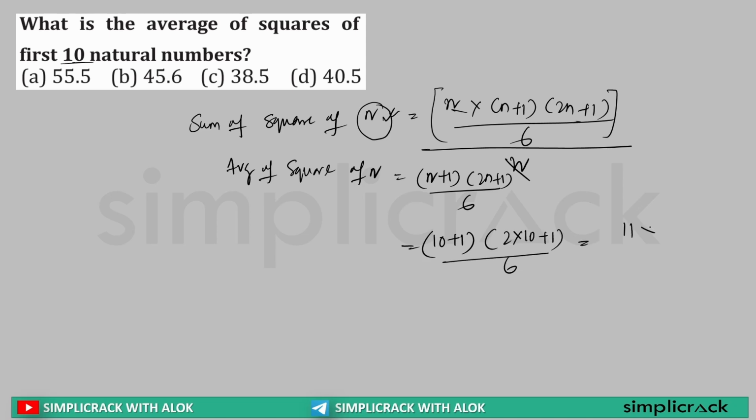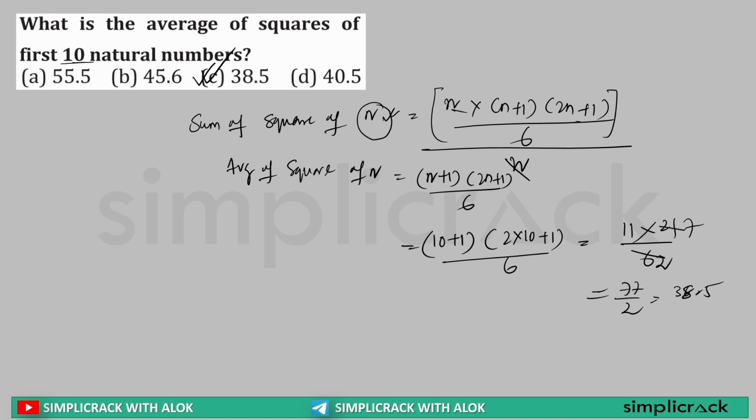So 10 plus 1 is 11, 2 into 10 is 20 plus 1 is 21, divided by 6. Sir, 3 2s are 6, 3 7s are 21. Sir, 11 into 7 is equal to 77 by 2, and if this is solved, it will be 38.5. Clear? So the answer is option C. This is how you can solve the question.